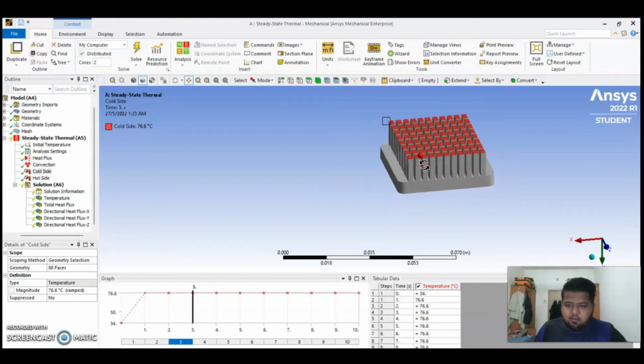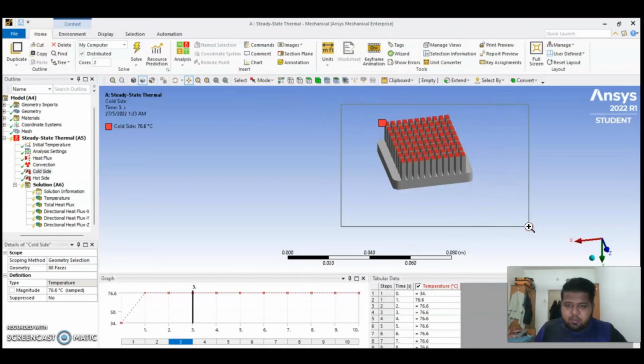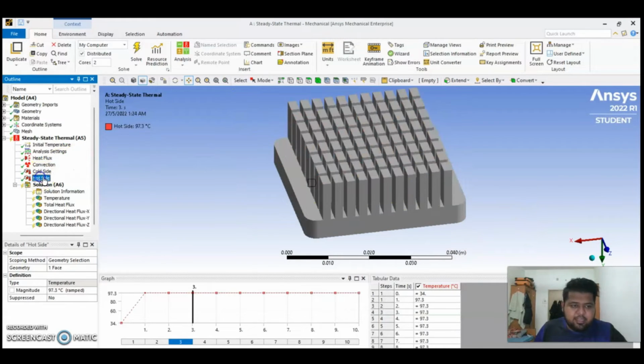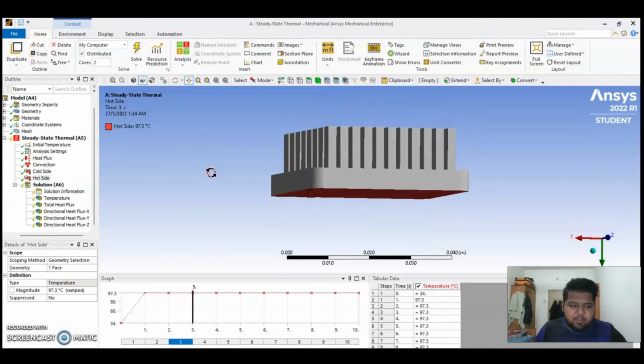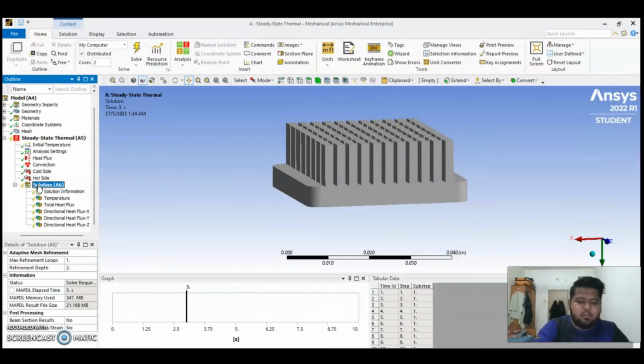Okay, then you set the cold side, which is at the top, at around 76.6 degrees Celsius, and the hot side at around 97.3. Once all the boundary conditions are set up, you have to run the solver. You click on that and you'll see the solver solving.